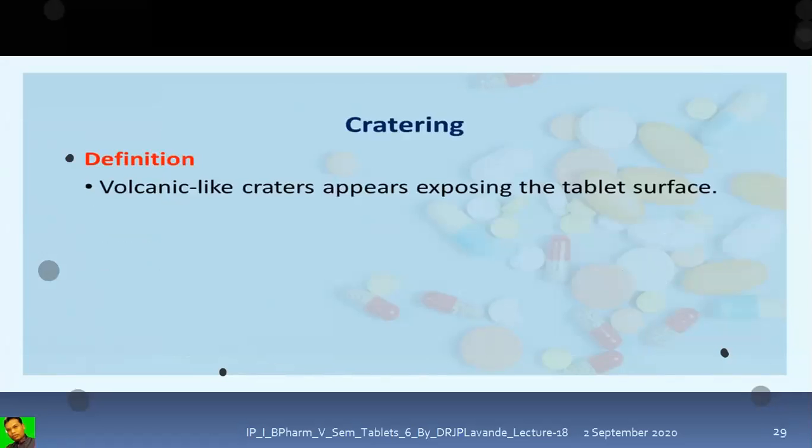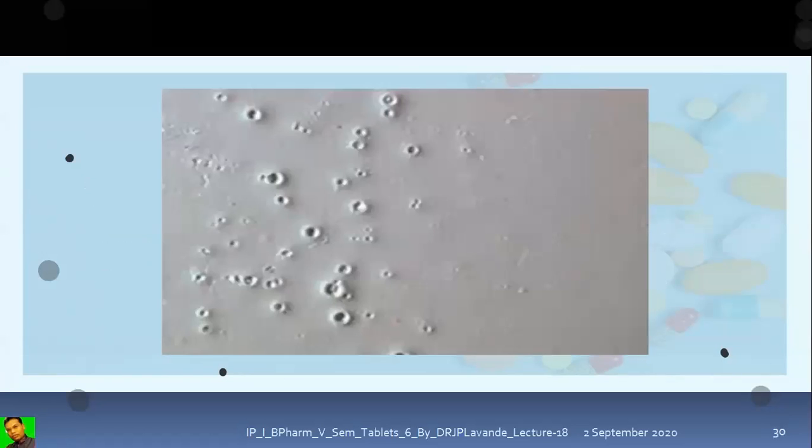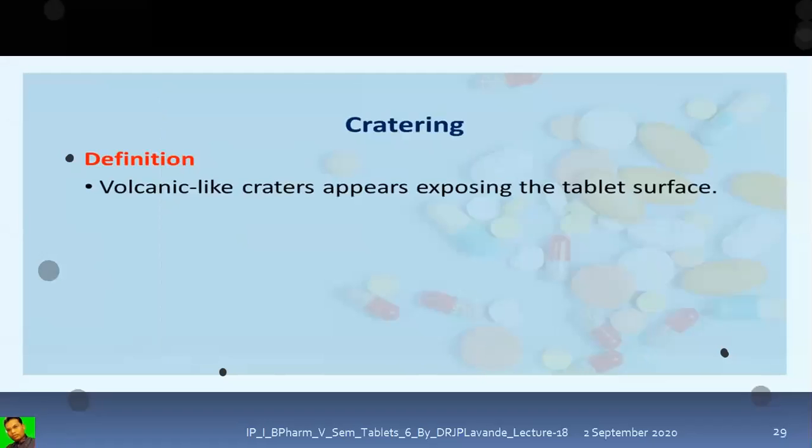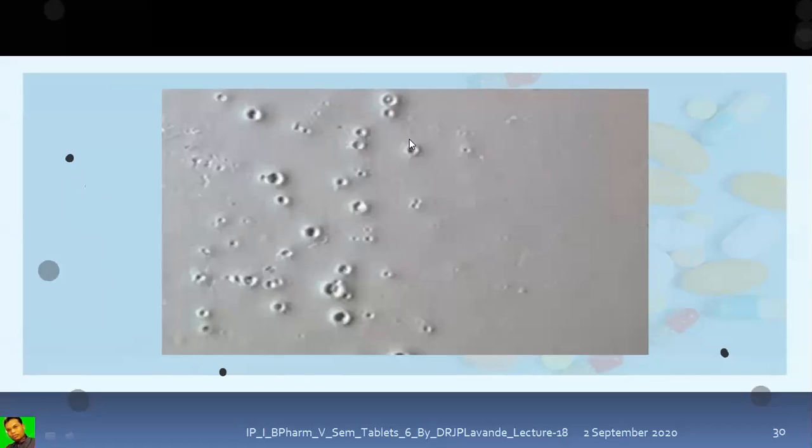Cratering, you can see what cratering is. Cratering is nothing but volcanic eruptions. You can see the volcanic-like appearance, a volcano, isn't it? Jwalamukhi, it is just like an opening of a volcano. So how will we define cratering? Cratering is the appearance of volcanic-like craters, exposing the tablet surface. You can see here. What might be the reason? Any guess? Yes.